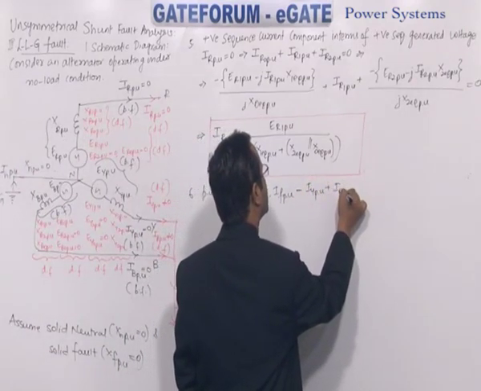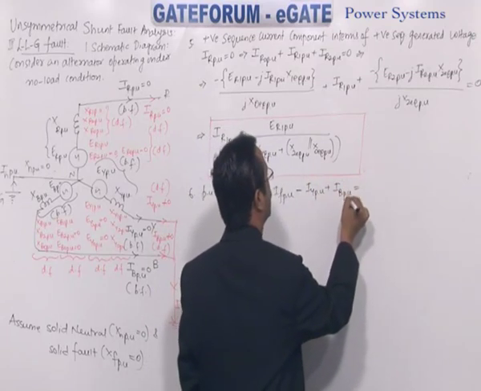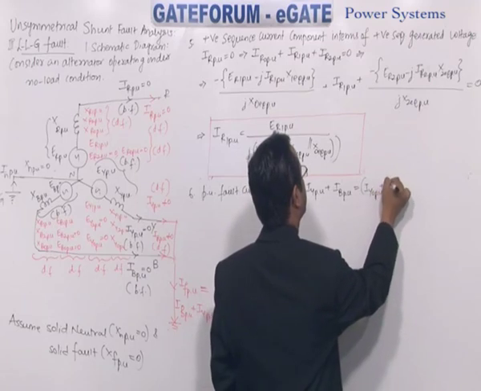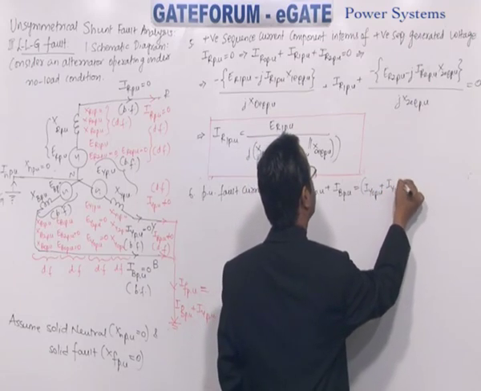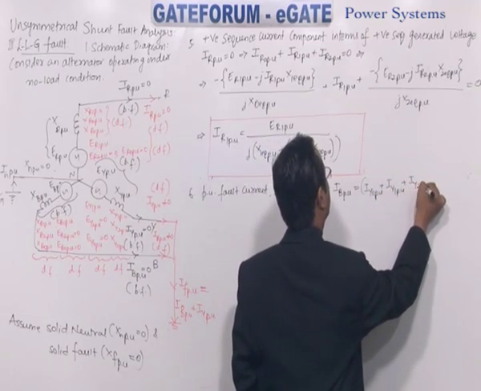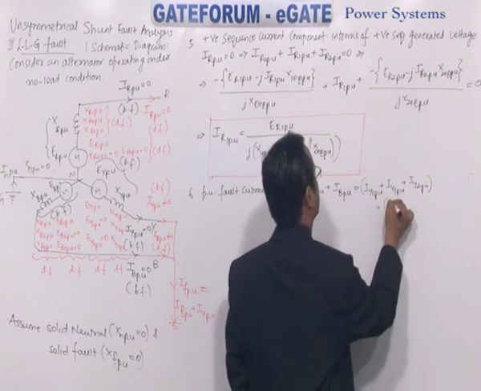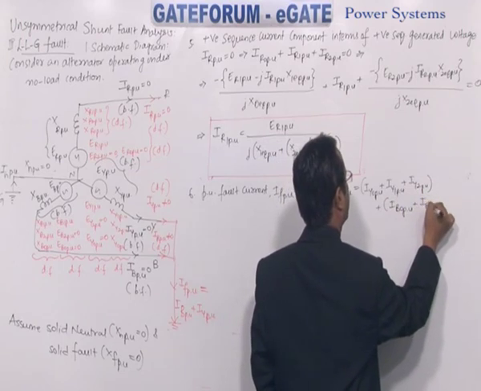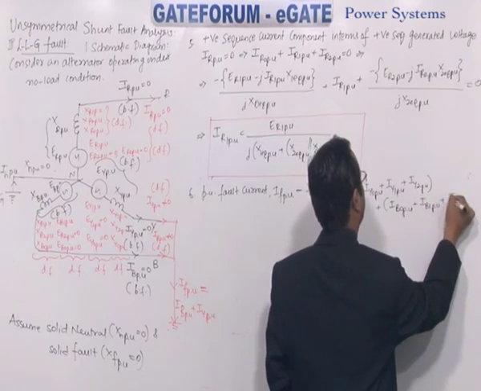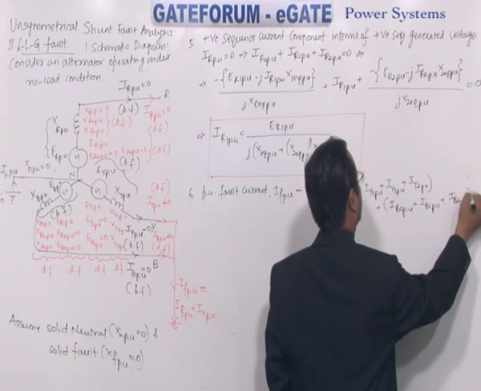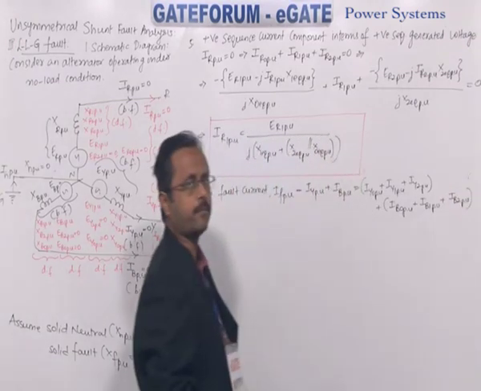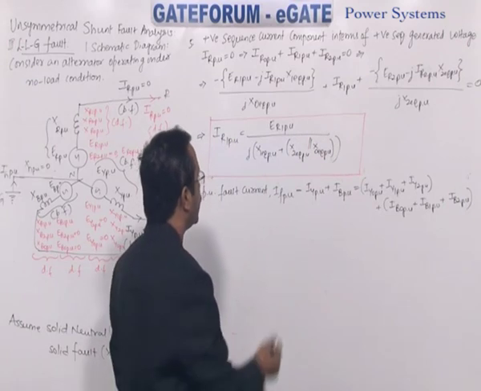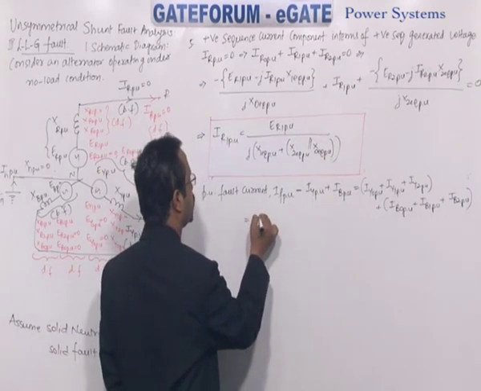As the fault occurs, the system becomes unbalanced. How to analyze an unbalanced system? Using symmetrical components. So IB0 plus IB1 plus IB2. Y0 and B0 you write as IR0.